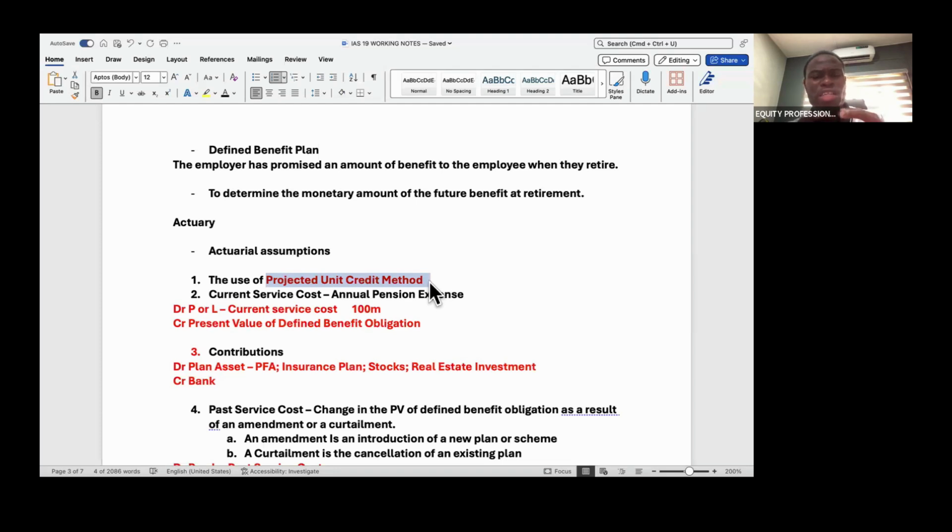You need to work it out like a unit method, where you attach units to each year the employee works for us. That way, it aligns with the way we account for our transactions normally, because in reporting, we use the accrual basis of accounting.